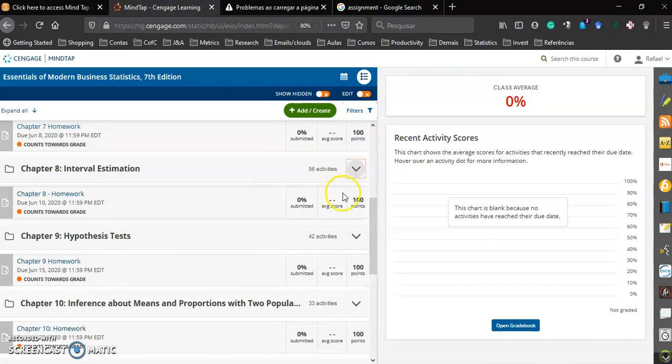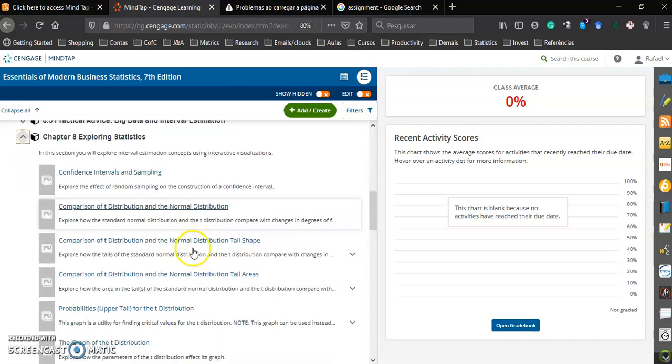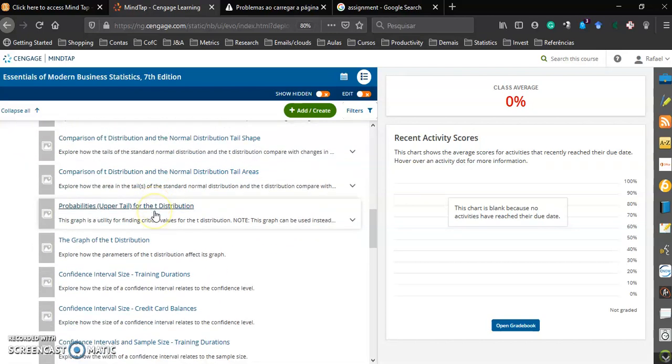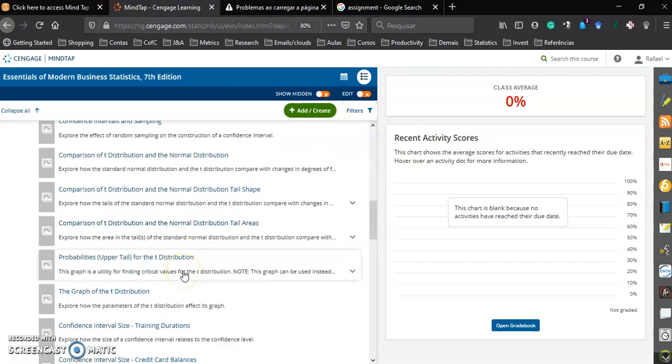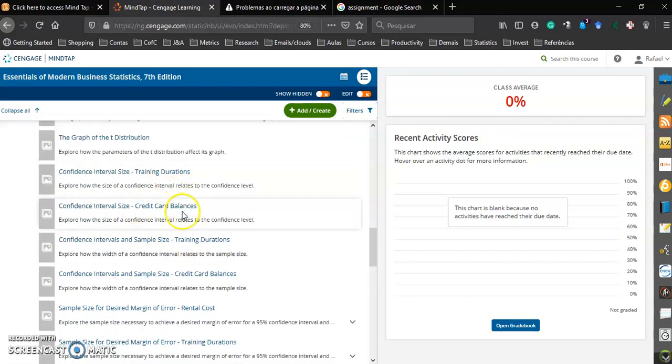So this is MindTap, our book. You can go to chapter 8. In chapter 8, there are many options. You can go to Exploring Statistics. This Exploring Statistics section has many applets. They're very interesting for you to explore and understand the concepts. I strongly suggest you use them to understand the concepts. I don't have time in the videos to show all of them, but I strongly advise you to do that.